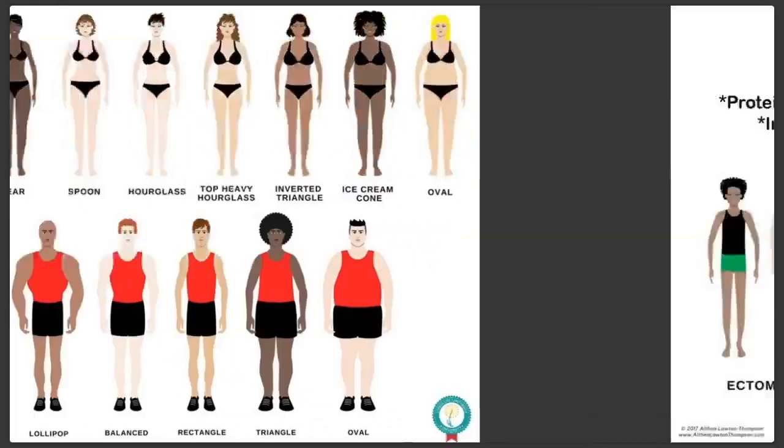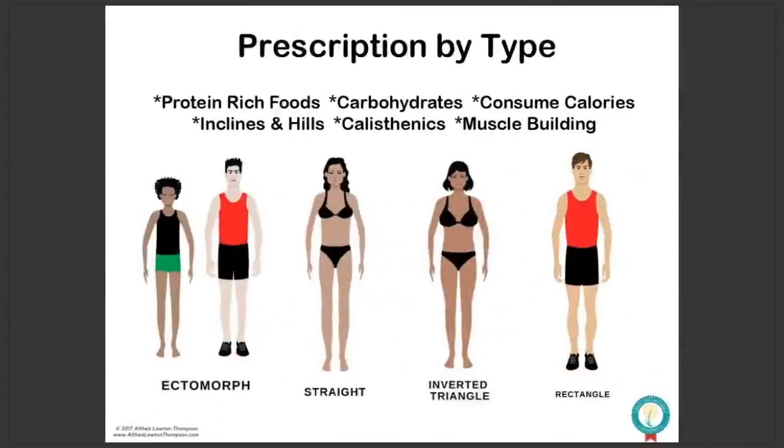All right, and now we are going to get into the actual prescription by body type. So we're going to start with the straight body type, the inverted triangle woman, the rectangle body, and the ectomorph body for men and women. In this body type, it is typically hard to gain fat, tissue, or muscle. You can eat all day long, more calories than anybody else, and you just don't seem to get fat or gain any weight.